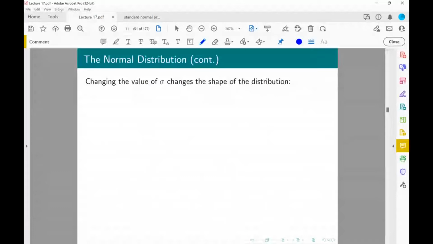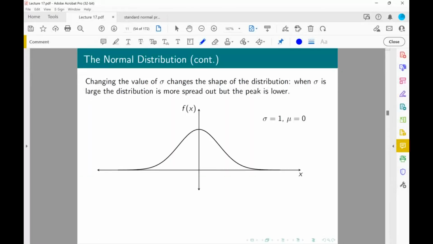If we decrease the spread, then it's going to bunch everything up closer together. So a large sigma means a larger spread, spreading out. So if we have sigma is 1, mu is 0, a smaller standard deviation shrinks everything in closer together and clusters it, and a larger standard deviation spreads it out.